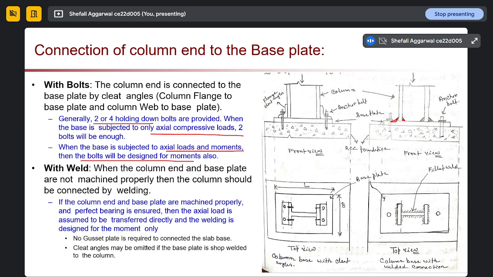And when it is welded, if the column and base plate are not machined properly, then the column should be connected by welding. If they are machined properly and perfect bearing is ensured, then axial load is assumed to be transferred directly, and the welding is designed for the moment only. The gusset plate is not required, or cleat angle may be omitted if the base plate is shop welded to the column. So what it is telling is, in case the welding is provided properly, we don't need cleat angles. We can directly do the welding of our column to our base plate.